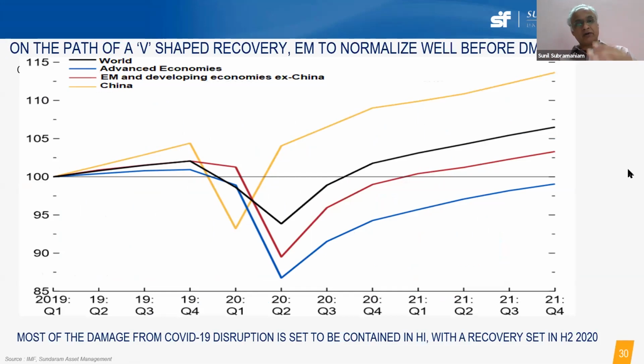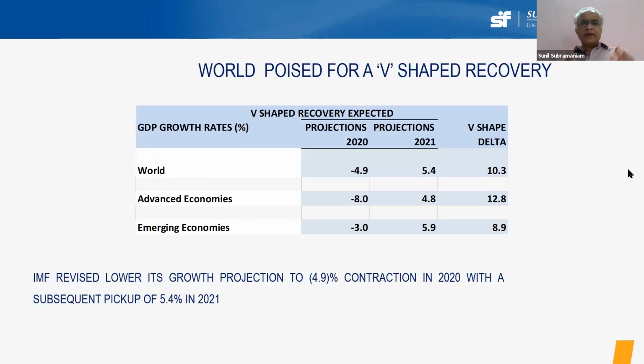The yellow being China, which is the fastest to grow, and the blue being the advanced countries, which will be the slowest to recover, and other emerging countries and the world itself are in the middle. Right? In actual data terms, the IMF's expectation is that from a 4.9% GDP drop this year, they're expecting a 5.4% GDP rise next year. So a delta of almost 10 percentage points. So clearly, a V-shaped recovery is on track in the world. And as I just told you, the recovery in the emerging markets is expected to be 5.9 versus that of the advanced at 4.8 for the year 2021.